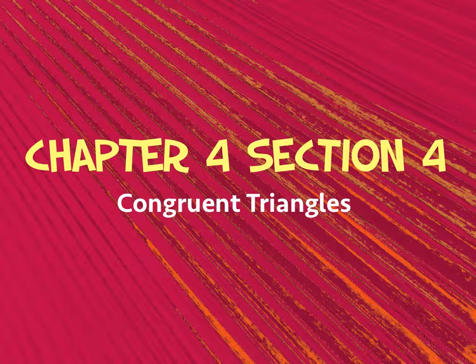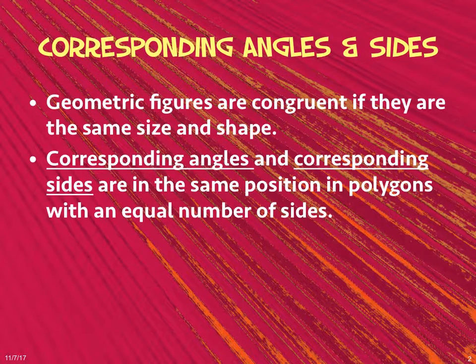They already have the same shape because they're both triangles. Okay. And now we're going to add in there that they have the same size. So geometric figures are congruent if they are the same size and shape. Something you've now heard a bunch of times.